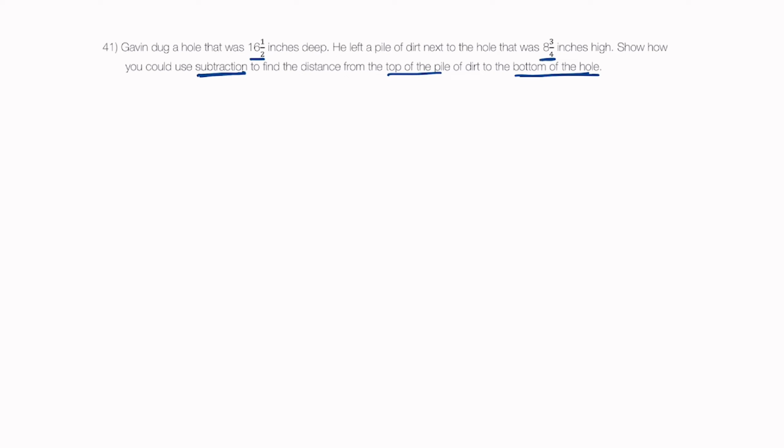Let's try to put this diagrammatically. What is it telling us? So this is the ground. Let's assume that this is the ground, and the digging is done until that's minus because it's below. And then the dirt that's come out is just piled up over here, and the height of that is 8 3/4. And we have to use subtraction to find the distance between these 2 points from the top to the bottom. Let's convert our numbers first.